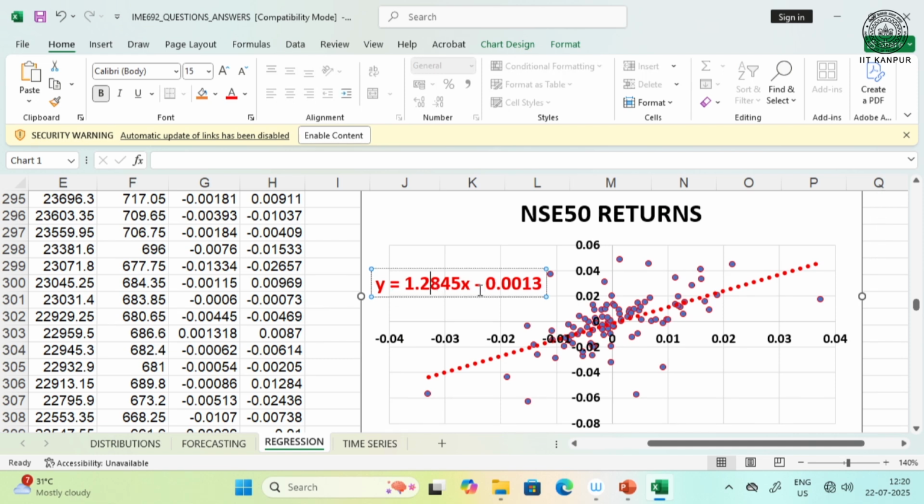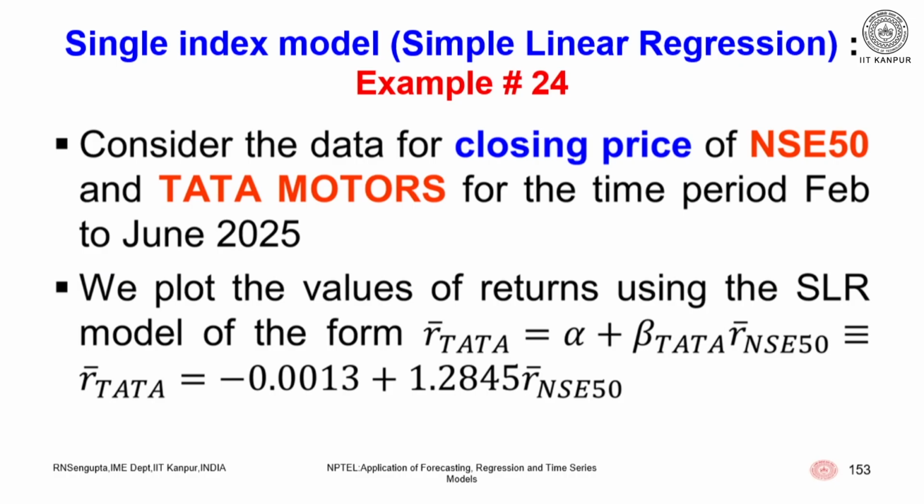Y is equal to alpha, the beta naught value is minus 0.0013, which is the intercept, and the beta value is 1.2845 into x. So, this is actually the equation with which you predict the price of Tata Motors with respect to the NSE value for a time period which you have already mentioned. So, we plot the values which I showed, and the values of beta naught, which is alpha, and beta Tata, which is basically beta 1, are given as already mentioned.